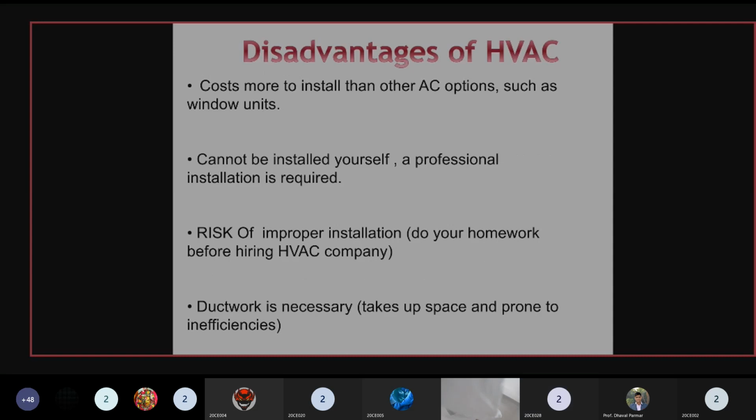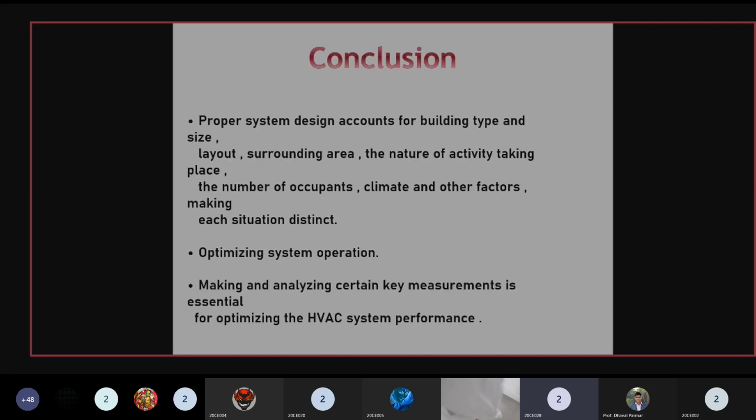Next is disadvantages of HVAC. First, it costs more to install than other AC options such as window units. Second, it cannot be installed yourself; professional installation is required. Third is risk of improper installation. Do your homework before hiring an HVAC company. Fourth, ductwork is necessary, takes up space and is prone to inefficiencies.